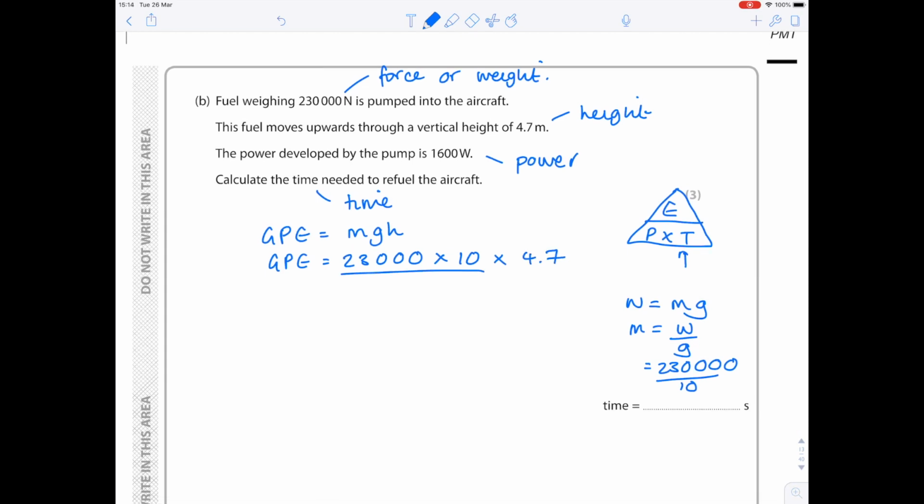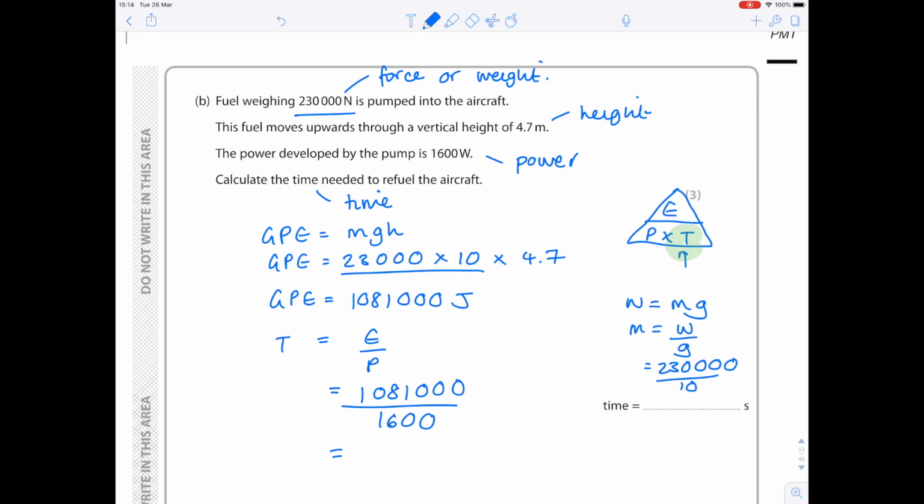You can hopefully see that this is actually the same number, but I just wanted to go through the steps properly. Once we pop that into our calculator, we get this value. So that is the energy. Then we now need to look at this formula triangle. We're after time, so we can see that time is given by energy divided by power. Our energy we've just calculated. The power is 1,600 watts. Put that into your calculator and you get a time which is 676 seconds. That was an awful lot of work for not very many marks.